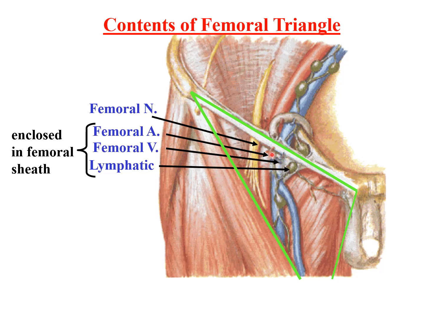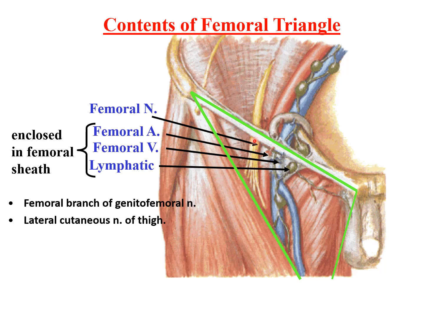Both the artery and the vein, the upper 4 cm of them below the inguinal ligament, are enclosed within a sheath together with the lymphatics, which is called the femoral sheath. But as you see, the femoral nerve is outside the sheath.